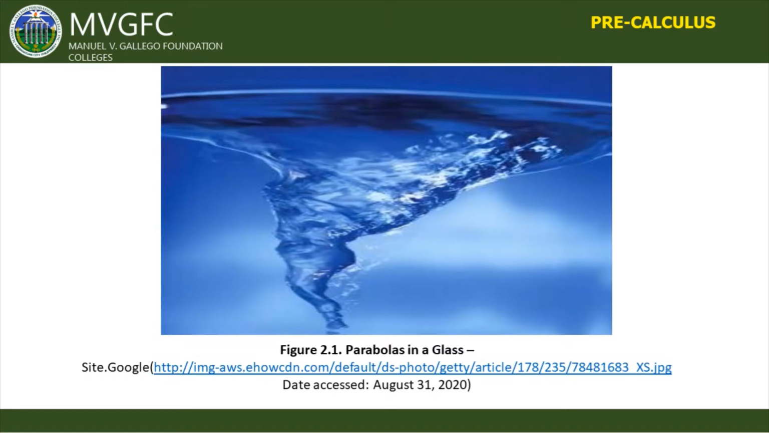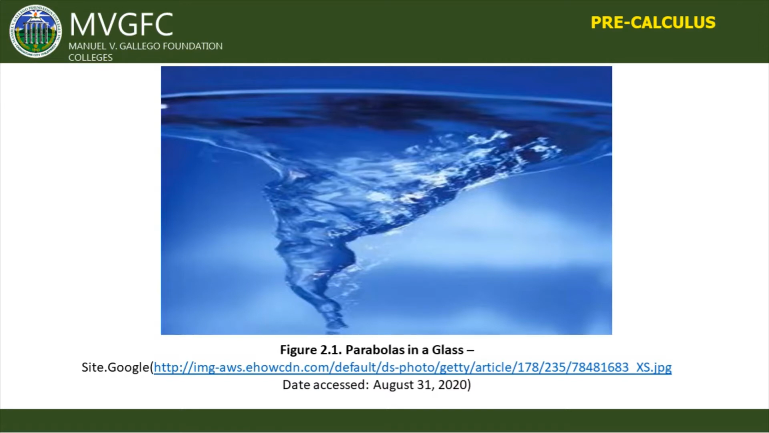In figure 2.1, as you can see on the screen, we have here parabolas in a glass. When liquid is rotated, the forces of gravity result in the liquid forming a parabola-like shape. The most common example is when you stir up orange juice in a glass by rotating it round its axis. The juice level rises around the edges while falling slightly in the center of the glass or the axis. Another example of rotating liquids is the whirlpool.